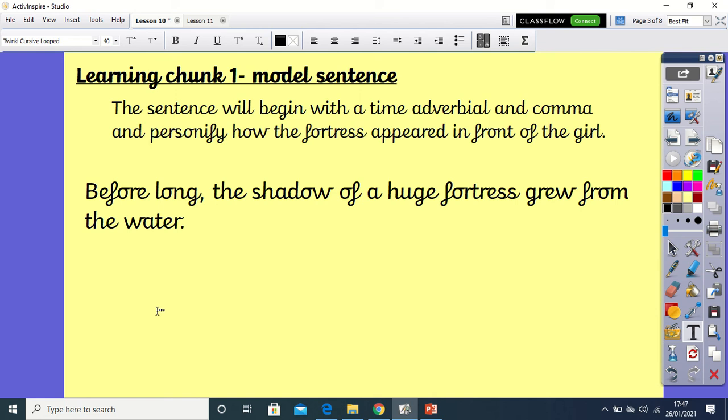Have a go at writing your sentence that begins with that time adverbial followed by a comma, and you're using personification to say how the fortress appeared in front of the girl, using that human characteristic.